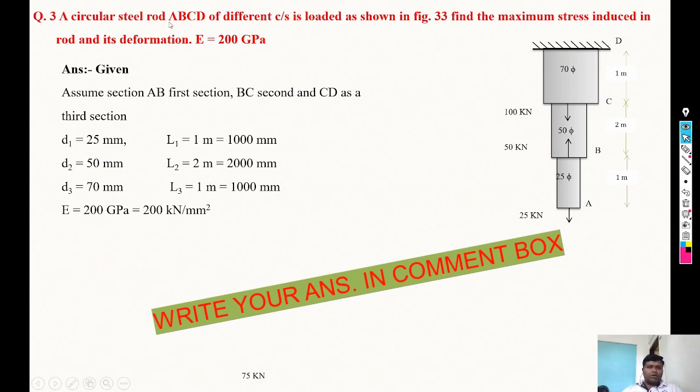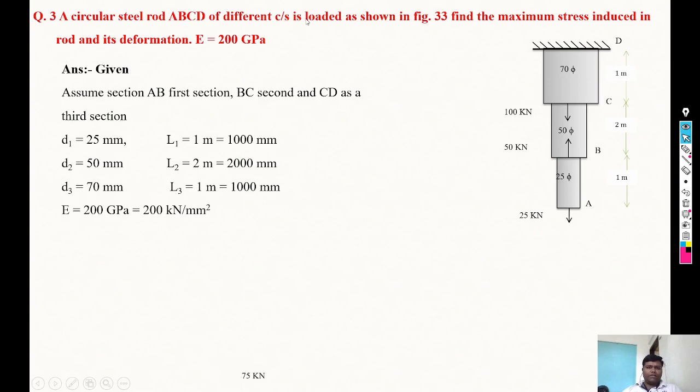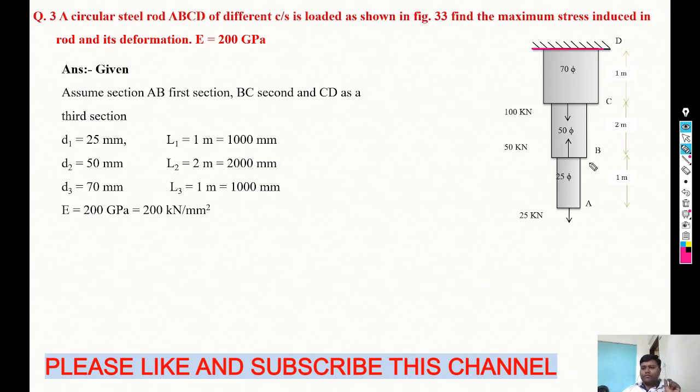A circular steel rod ABCD of different cross section is loaded as shown in the diagram. Find the maximum stress induced in the rod and its deformations. What we need to calculate? Maximum stress induced in the rod and its deformations, where E is equal to 200 gigapascal. So here the vertical bar is given and the cross section is uniform or varying? Correct, the cross section is varying. So here two things we need to calculate: stresses induced in the bar and the deformation.